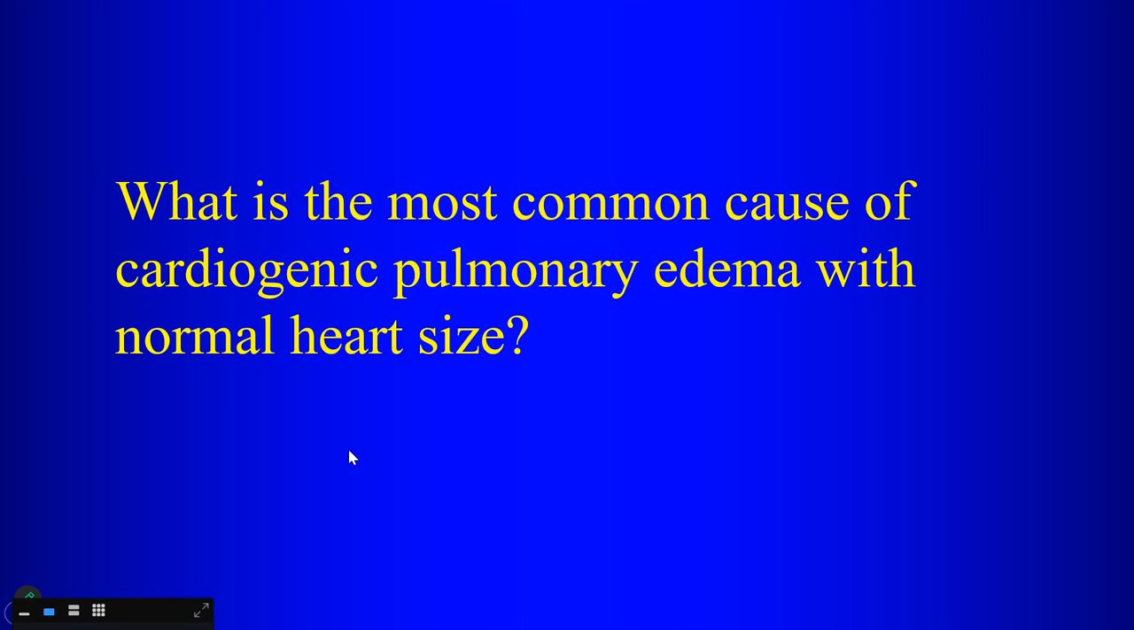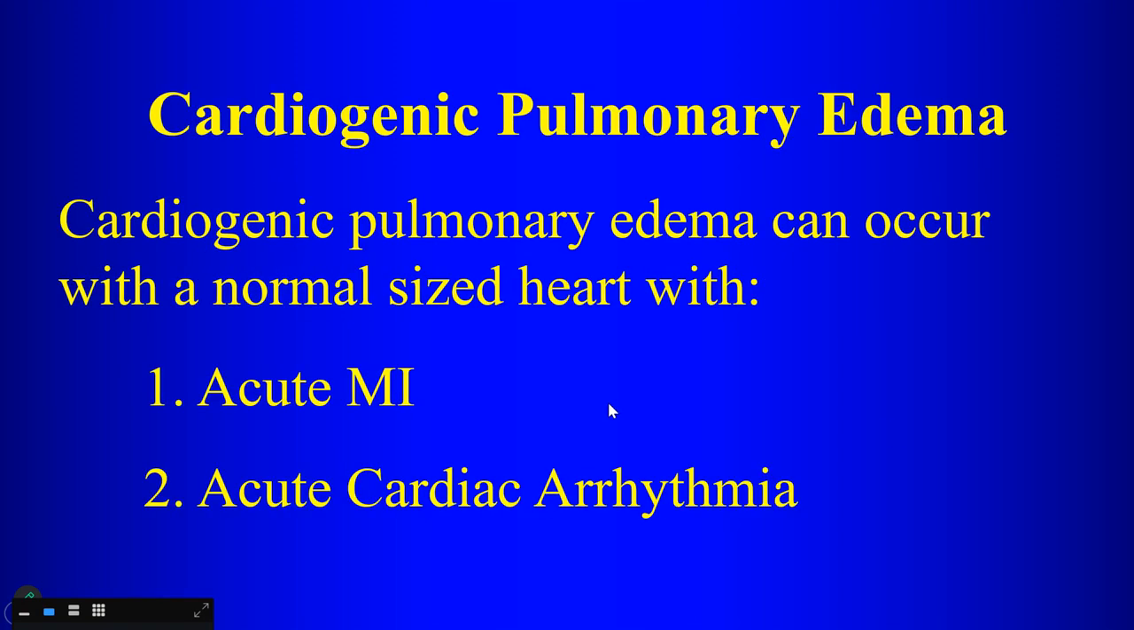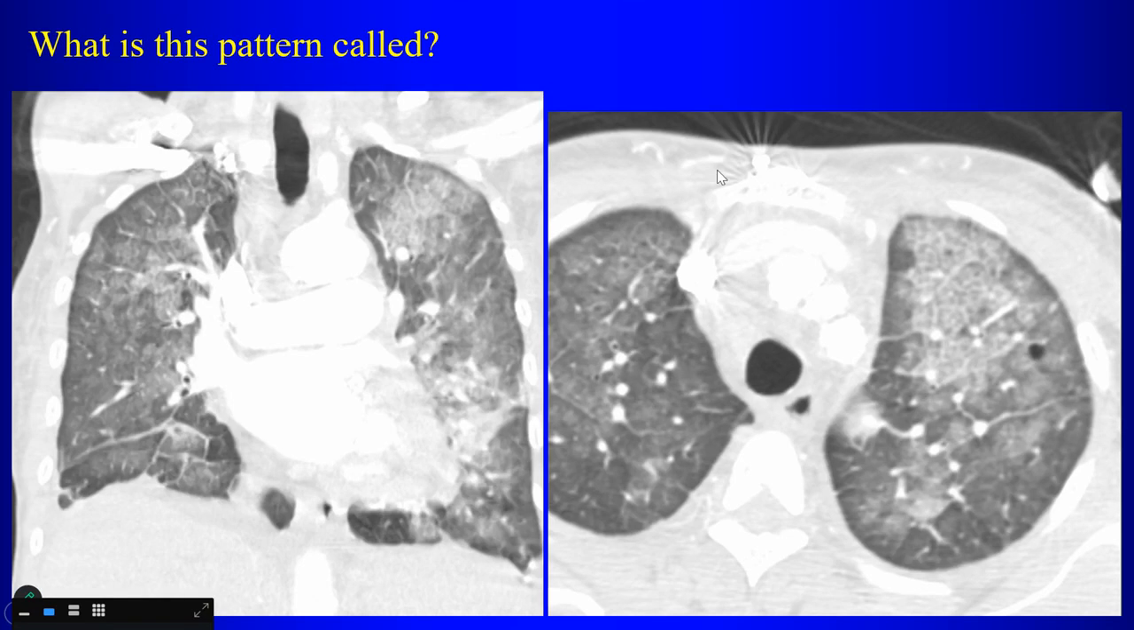The most common cause of cardiogenic pulmonary edema with normal heart size is what? Myocardial infarction, right? So that can give you pulmonary edema with normal heart size. You can also see it with an acute arrhythmia, but MI, myocardial infarction, is more common. Right? So acute MI is the most common cause of cardiogenic pulmonary edema with normal heart size.